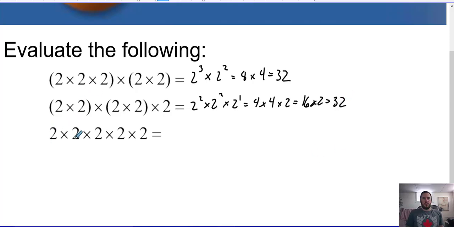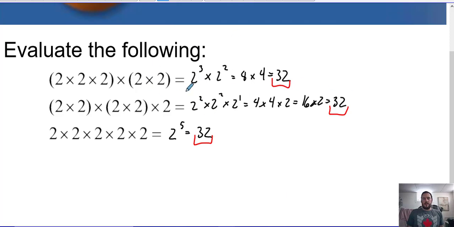And then finally, 2 times 2 times 2 times 2 times 2. So we have 5 2's here, so we can think about that as 2 to the power 5, which again gives us 32. So notice the result in all three of these equations is 32, 32, and 32. So we can probably figure out that these are actually the same. We have 1, 2, 3, 4, 5 2's in each of these, which always gives us 32.